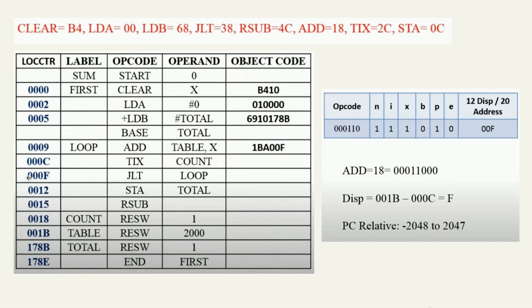Now we have to calculate the displacement. Displacement is equal to target address minus program counter value. What is the target address for TIX count? What is the target address for count? Count starts over here. This is the target address 0015. What is the program counter value? Program counter value is the entry of the next executable instruction. The next executable instruction is 000F, right? We are going to write that over here. Clear? So now we are going to subtract it.